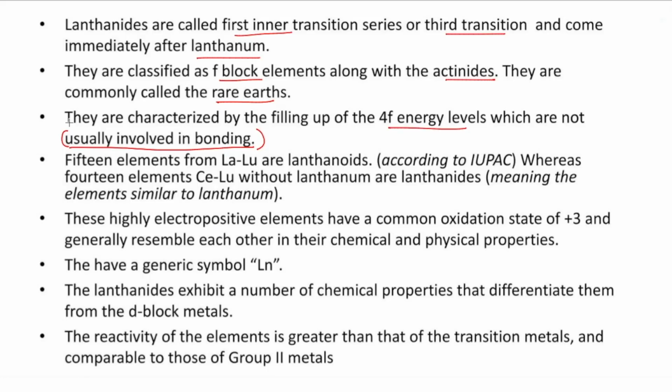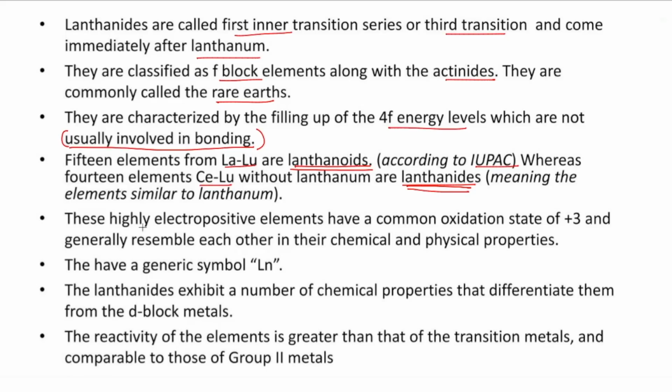The next point is that the 15 elements from lanthanum to lutetium are called lanthanoids according to the IUPAC naming, whereas the 14 elements starting from cerium to lutetium, without lanthanum, are called lanthanides. So understand the difference between lanthanoids and lanthanides. Whenever it is asked about lanthanoids, you have to consider lanthanum, and when it is asked about lanthanides, you have to exclude lanthanum and start from cerium. That's according to the IUPAC naming.